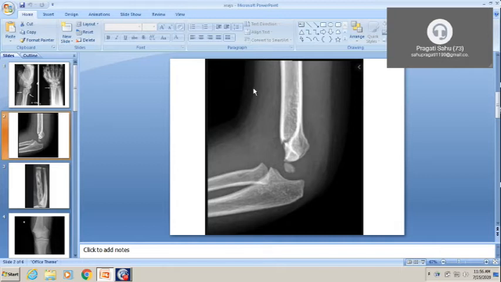It is a lateral view X-ray showing a supracondylar humerus fracture. Lateral view of what? Of the elbow joint, showing a supracondylar humerus fracture. Okay. So here we can see there is a fracture. Which type of supracondylar fracture is it? There is a classification for supracondylar humerus fracture.